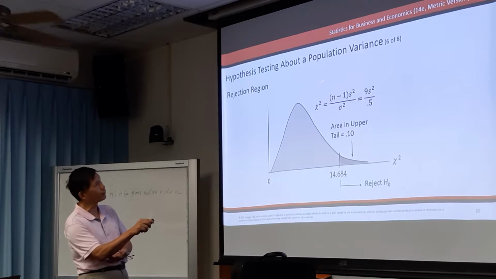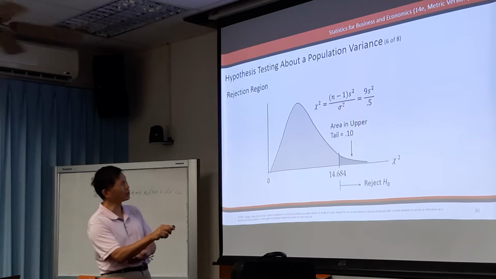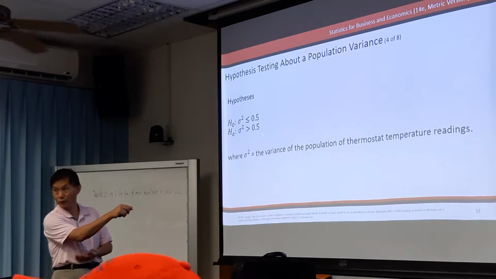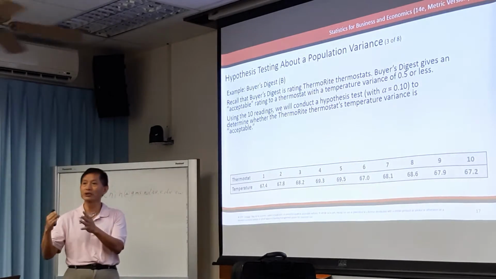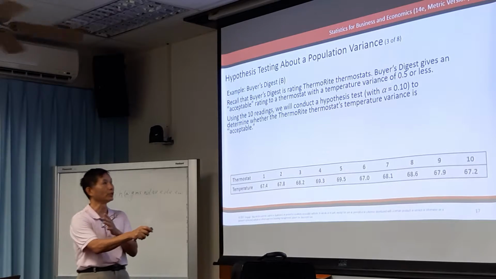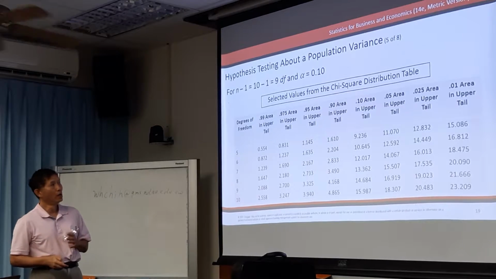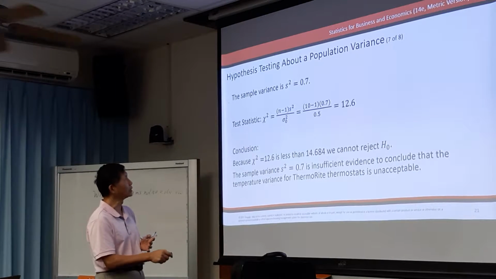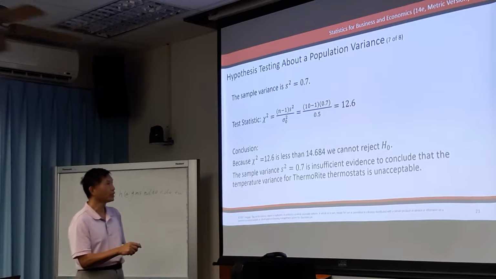And in this case, the formula gives the chi-square value. The sigma 0 squared is 0.5 because the problem says 0.5. That is the value both sides negotiate. So the variance is 0.5, and you can put 0.5 here. The sample variance you should get from the data. In this case, the sample variance is 0.7. So the chi-square value in this case is 12.6.